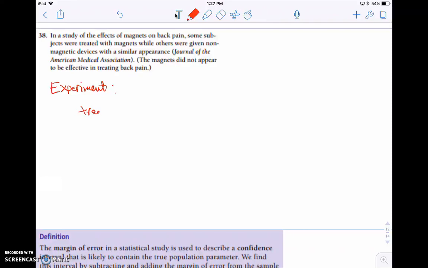So again, the treatment group had the use of the magnet, and the control group had something that looked like a magnet, but we'll just say they were non-magnetic devices. It doesn't describe exactly what they were, just says they share the same appearance. And so then, would it be appropriate here to do a single blind or double blinding?